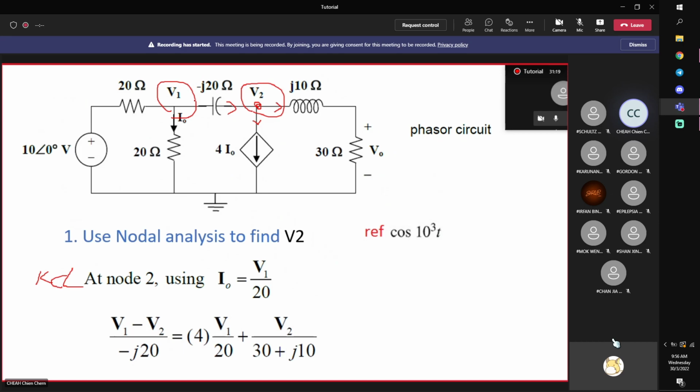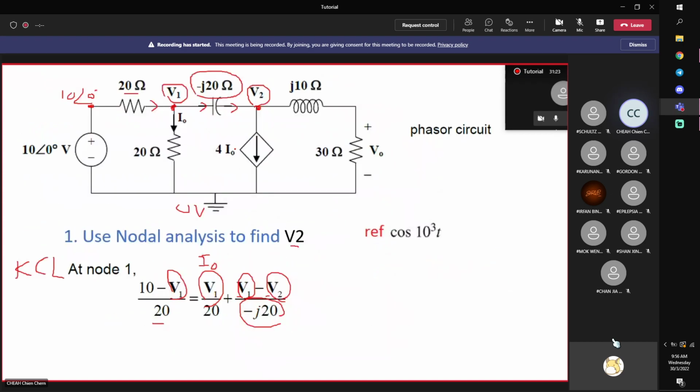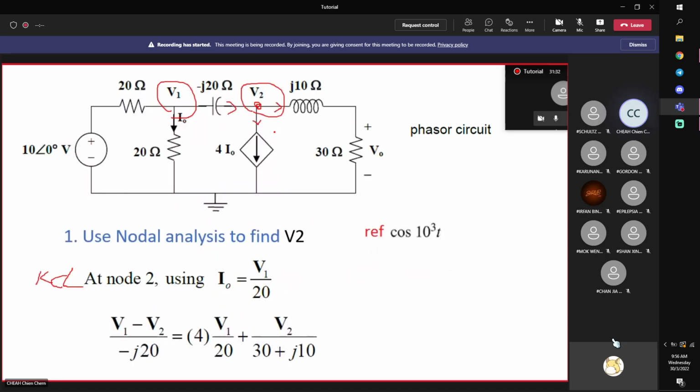Inflow is the same, V1 minus V2 divided by this. Right? So actually you need not waste time, just use the same sign. Just now you have this one, correct? Use the same direction, and then you copy it down over here, so that there is no need to waste time. Just focus on these two. Outflow is 4I0, right? 4I0.